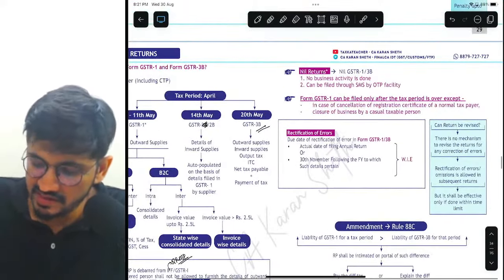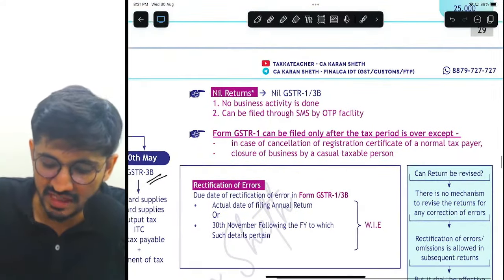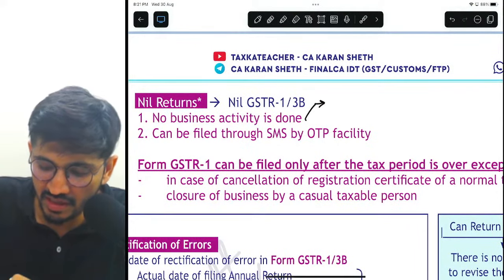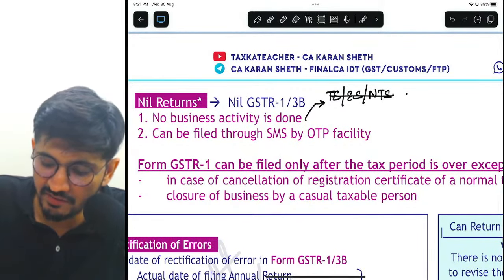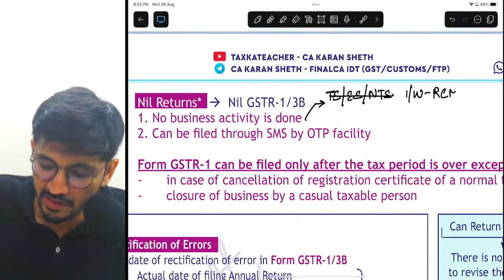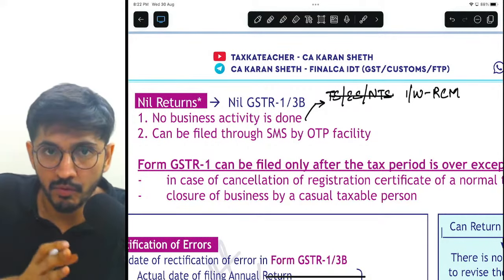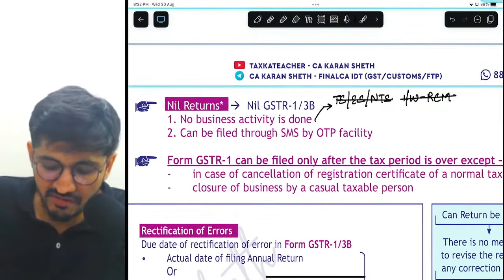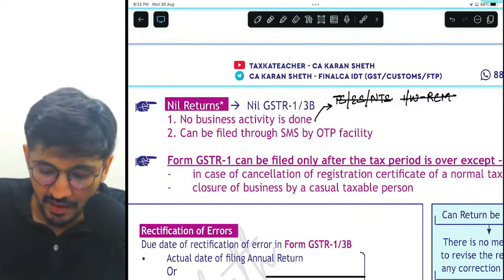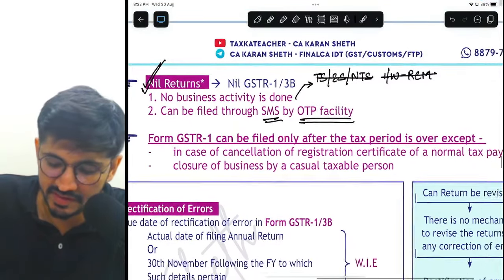Perfect. Next is, my dear friends, in case you have not carried out any business activity. When I say no business activity, that means he has not done anything. He has neither made taxable supplies, exempt supplies, nor non-taxable supplies, nothing doing. Even inward supply where tax is payable as per RCM. Normal inward supply is fine where the supplier will pay the tax, but inward supply where the taxpayer is supposed to pay tax per RCM, even that is not required. So in this case, definitely no business activity is carried out, then you will file a nil return through SMS by OTP facility.